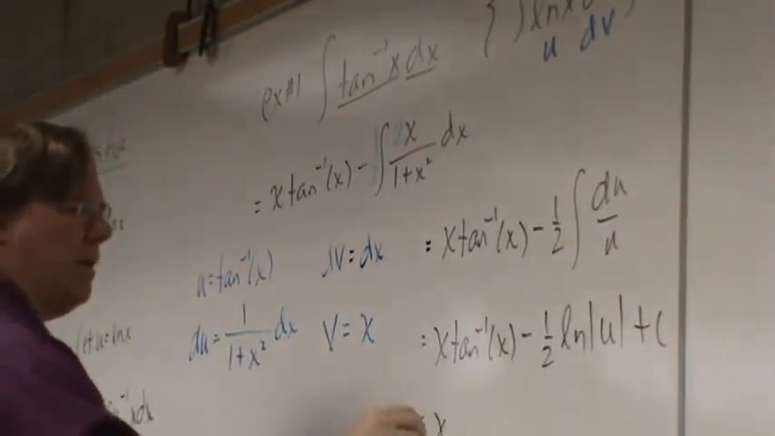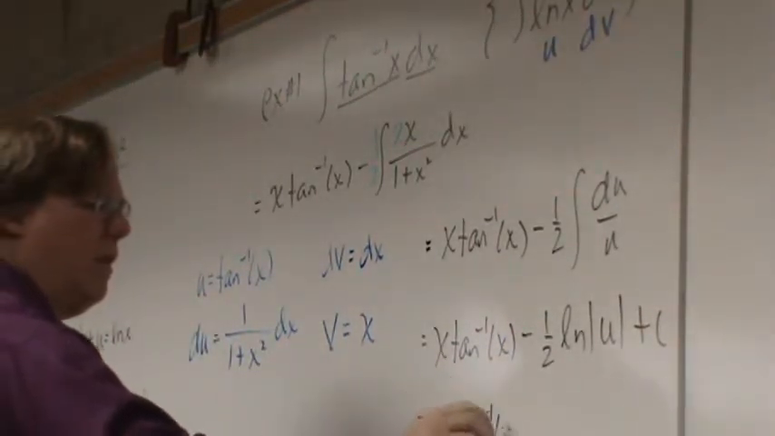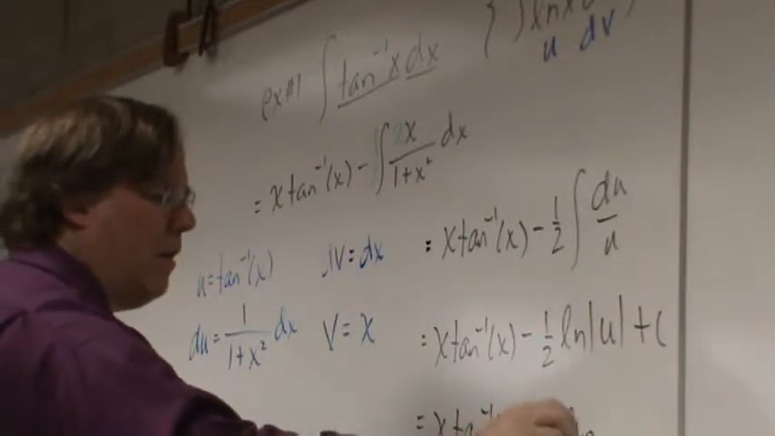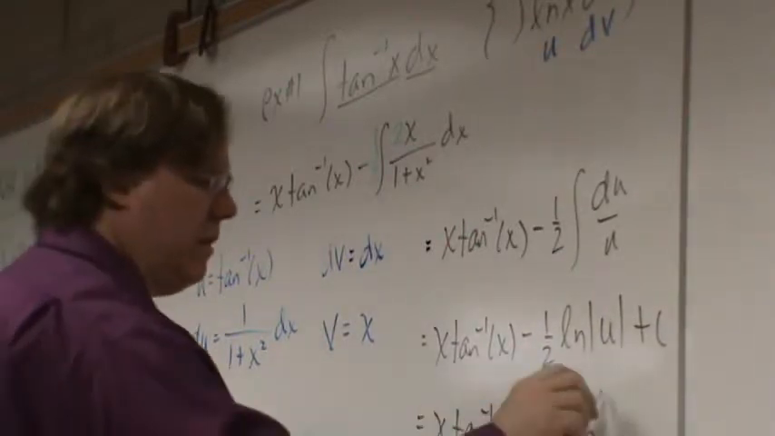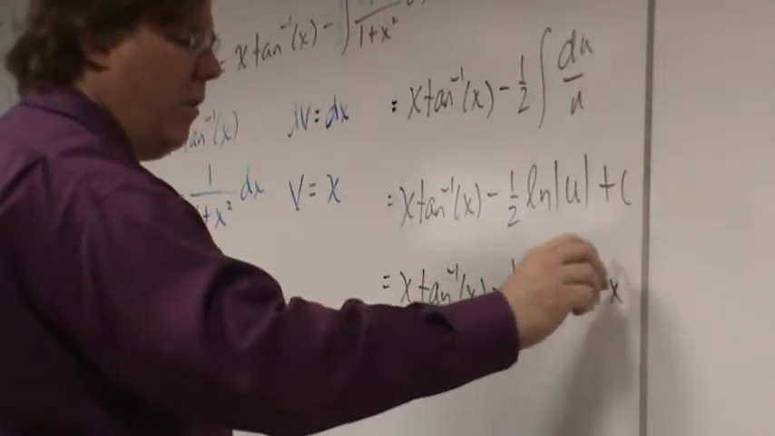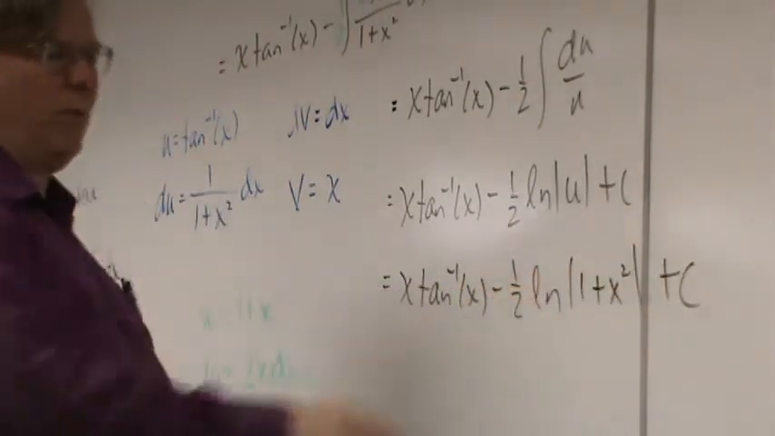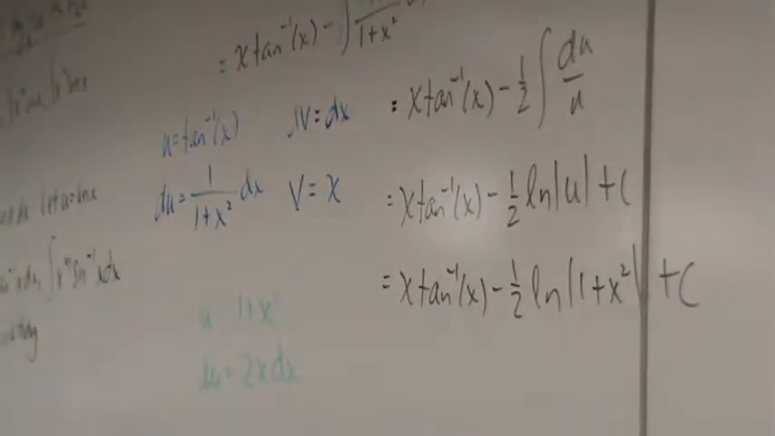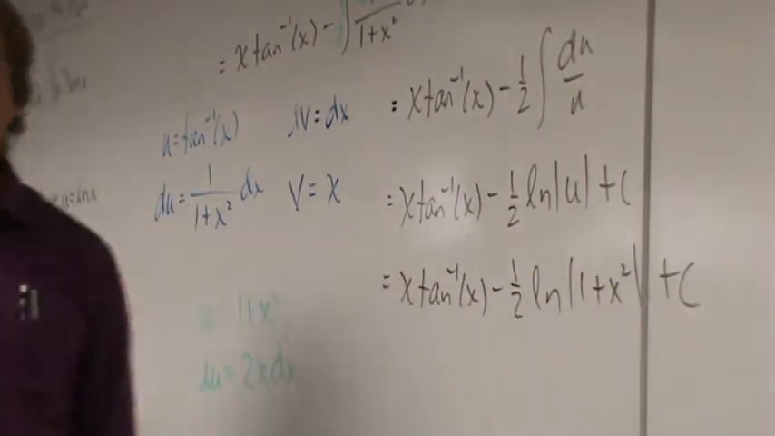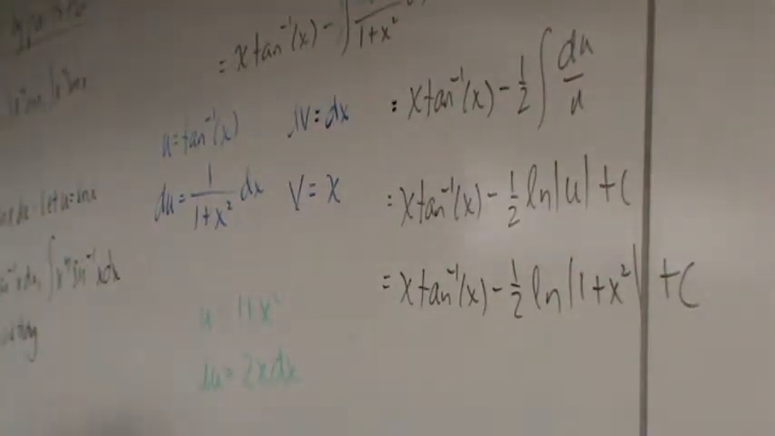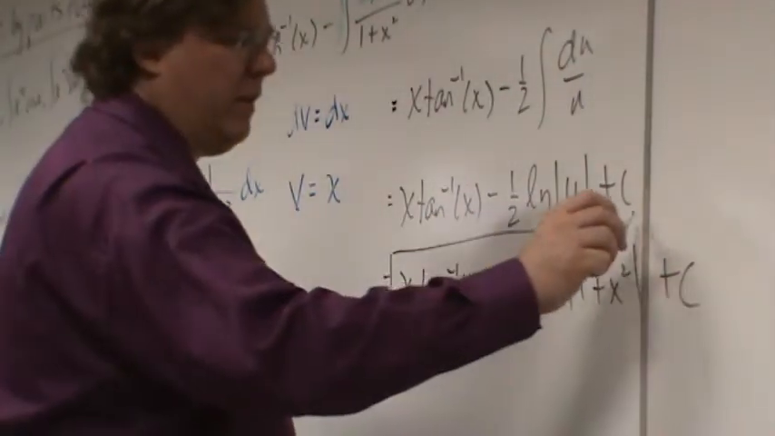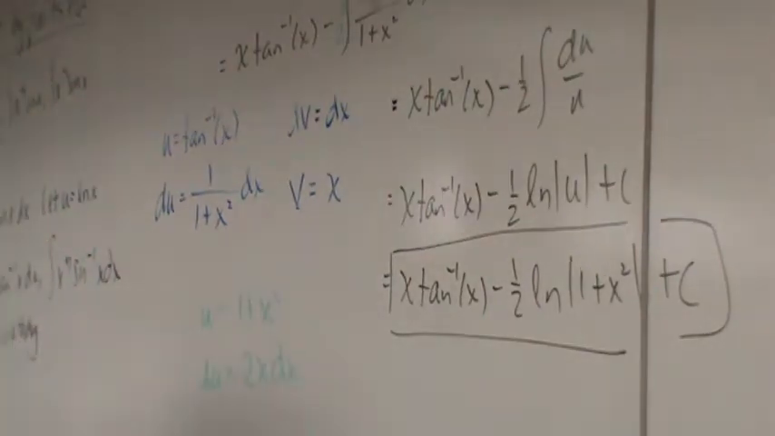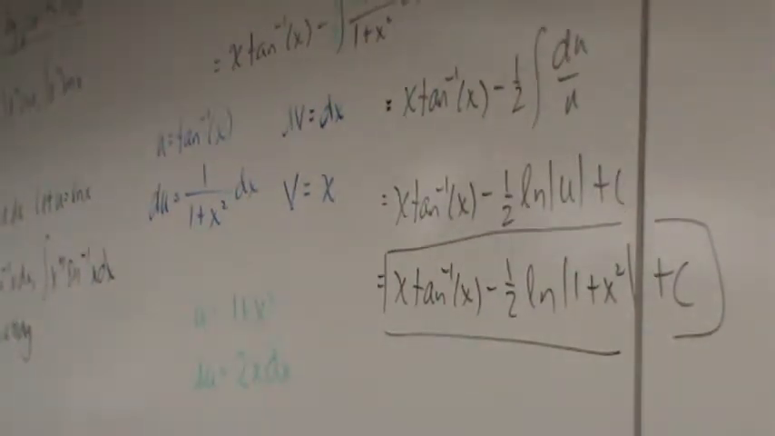And now I can back substitute. What is my u? 1 plus x squared. And by the way, because 1 plus x squared is never negative, you don't need the absolute value symbol. But if you want to put it on, no one will be mad at you or anything, but I just want to let you know you don't need the absolute value symbol. So anyway, there it is. That's the antiderivative of the inverse tangent of x, which I think is a pretty complex thing.